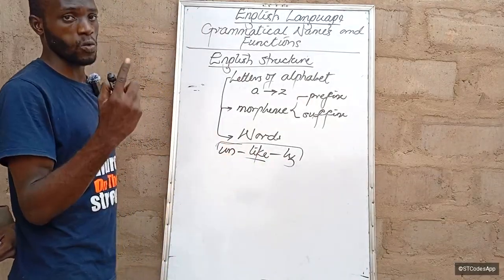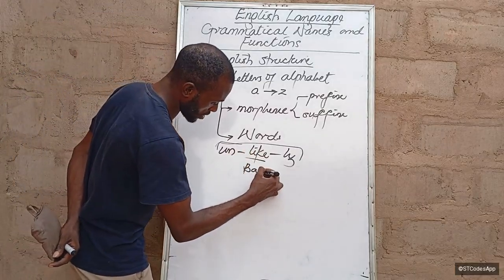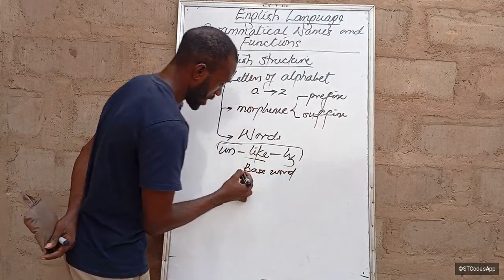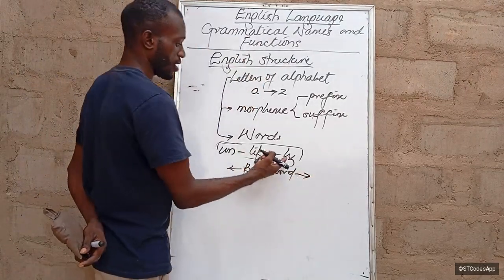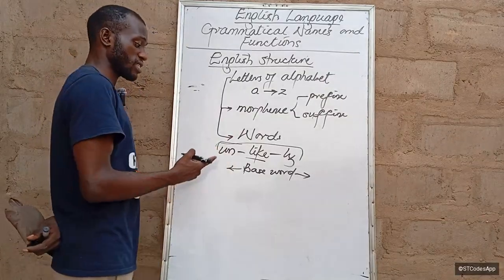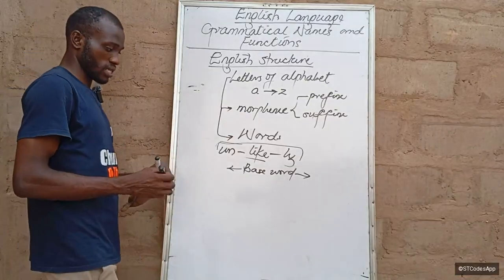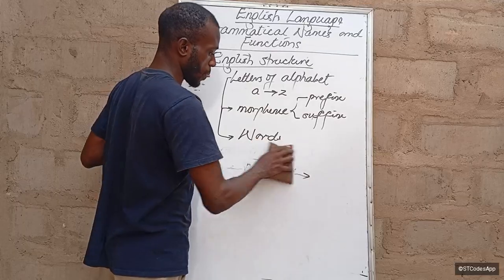This is one word, unlikely. But it was made from the base word like, with the morphemes added to it: the prefix un and the suffix ly. Do you understand now? So that is a word. Just stick with me, we are going somewhere.